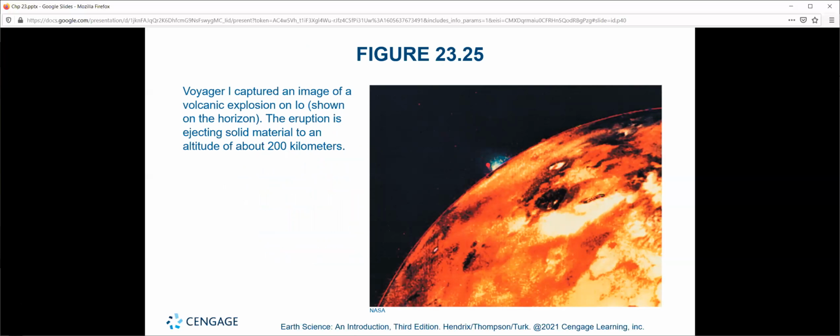Here we have this blue guy, an image captured by the Voyager 1 satellite that passed Jupiter, showing a volcanic explosion on Io. A volcano literally erupted at the time that we were able to take this picture. Super cool. This eruption is ejecting solid material to an altitude of 200 kilometers. That's a big old volcano.